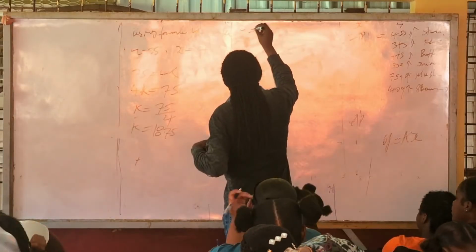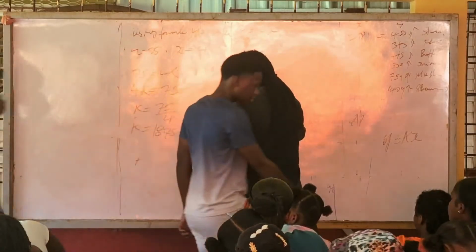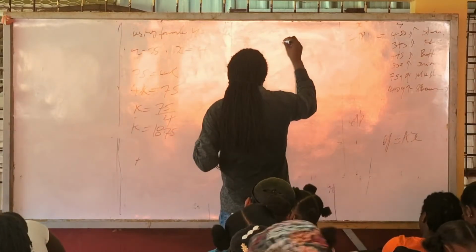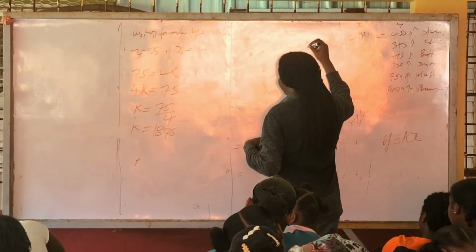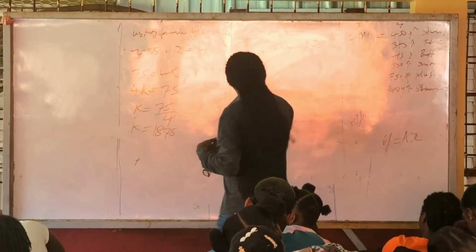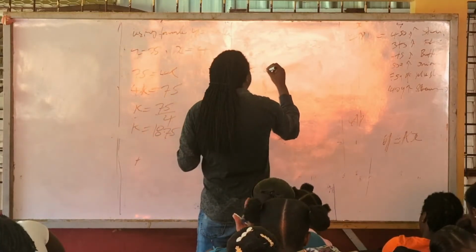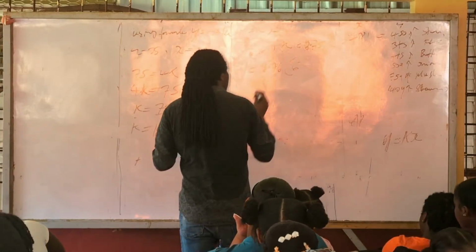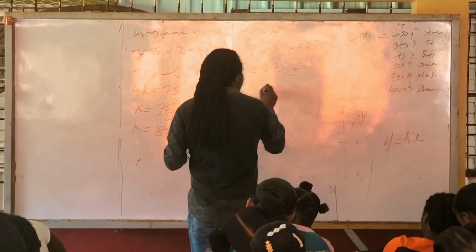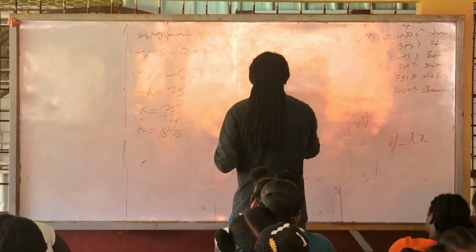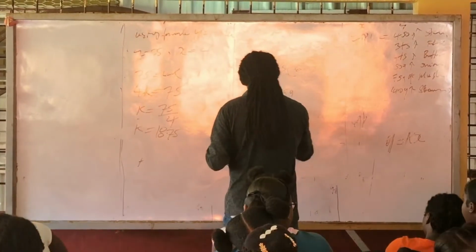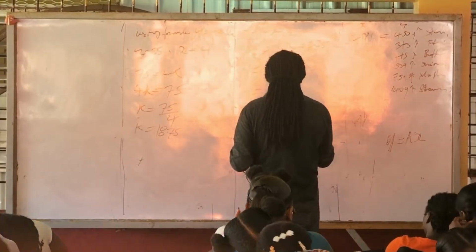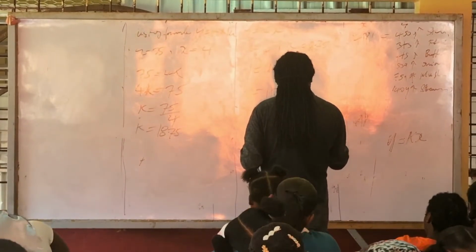Come back again. Y equals kx. Good? This time, we know x equals 6, and we know k equals 18.75. So I'm going to go here and say y equals 18.75 times 6. So y equals what? Grams. So you put the unit: 112.5 grams of mushroom.